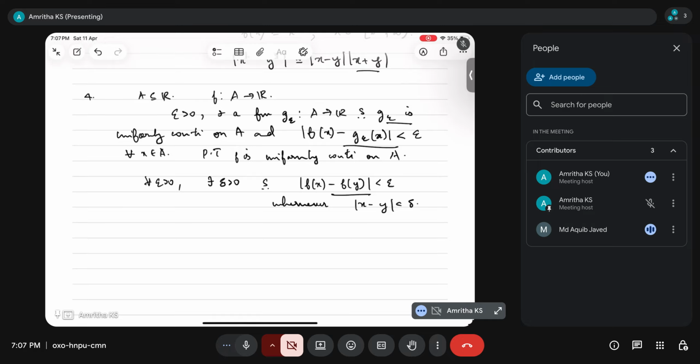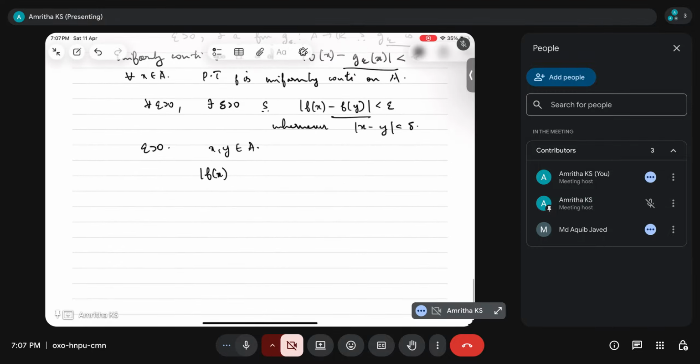So take epsilon greater than 0, and suppose x, y belongs to A. Now mod of f x minus f y is less than or equal to mod of f x minus g epsilon x plus g epsilon x minus g epsilon y plus g epsilon y minus f y.